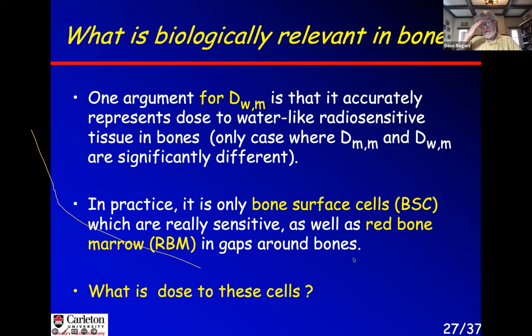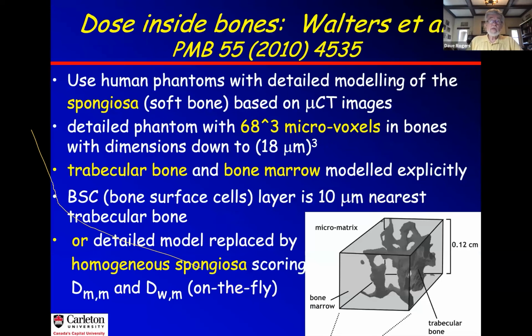So what is the dose to these cells? And this is where the work by Walters et al. comes in. They have a very interesting paper where they actually took some micro CT images of bones. So here is an example, and this is a 1.2 millimeter size voxel we're looking at. And you can see the kinds of resolution they were looking at.